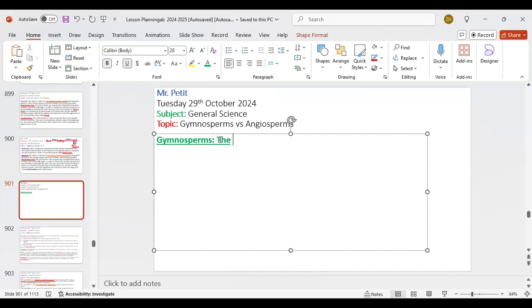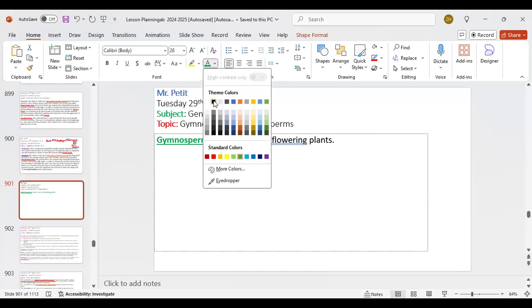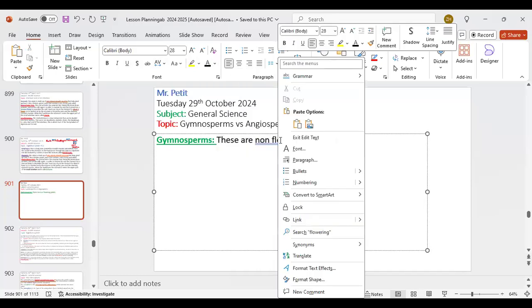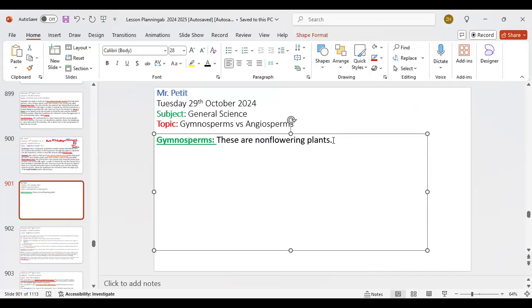So these are non-flowering plants, right? But they are seed bearing, all right? They are seed bearing. That's why they're different from algae, because even though algae is non-flowering, algae don't have seeds. So these are non-flowering plants, but they are seed bearing.